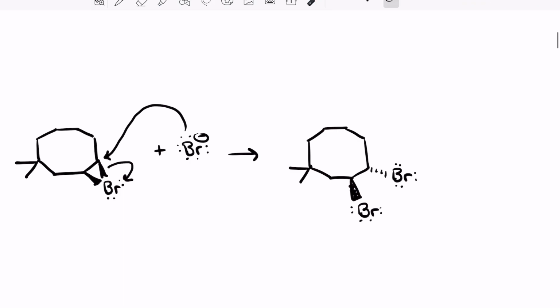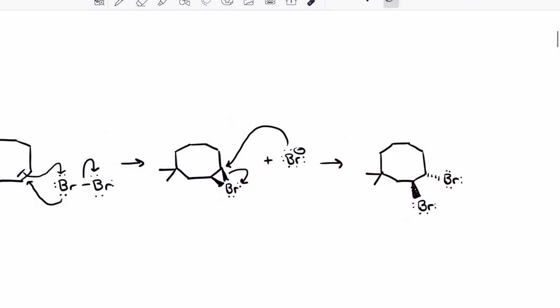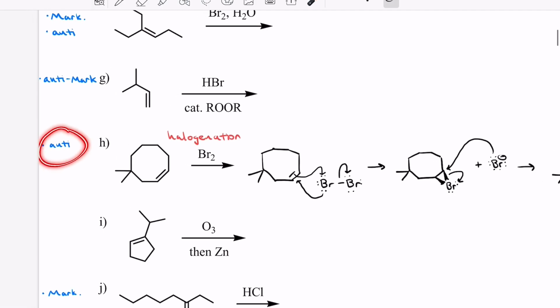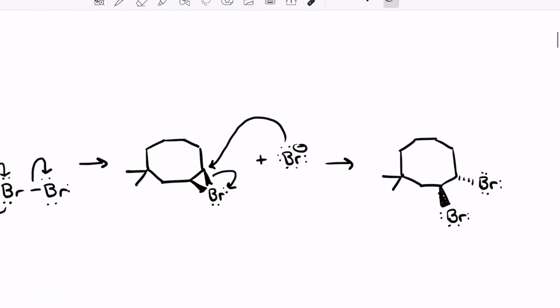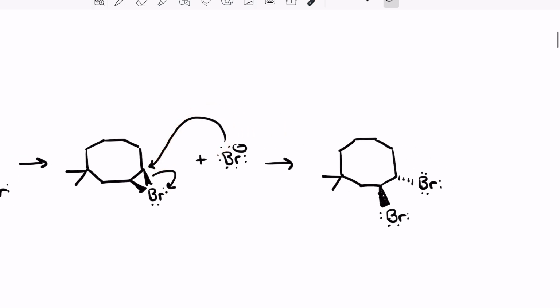One thing to know is you might be asking, why is this on a wedge? Like I said, this reaction is anti, meaning if this bromine right here is on the wedge coming at us, this bromine can't come in from the front and attack, so it has to come in from behind. So that's why when it comes from behind, it ends up on the dash, like that.